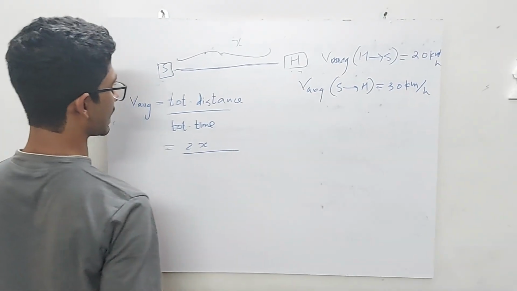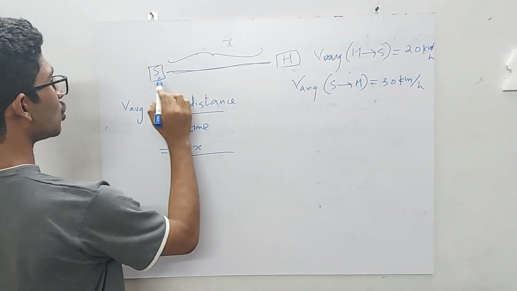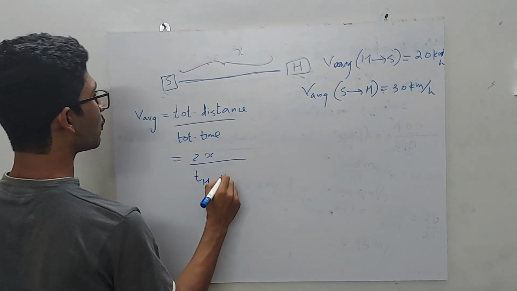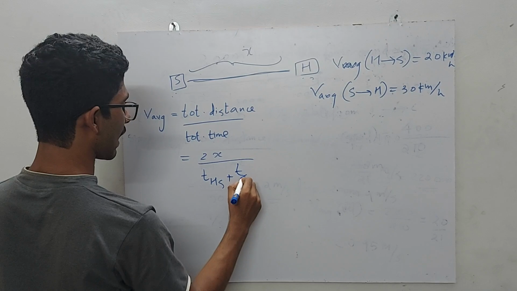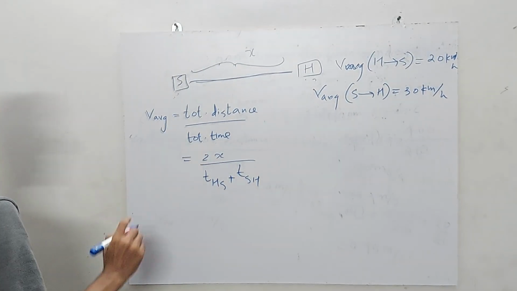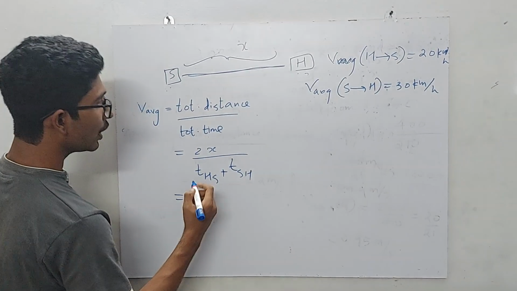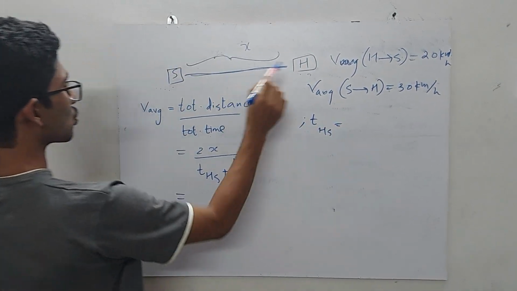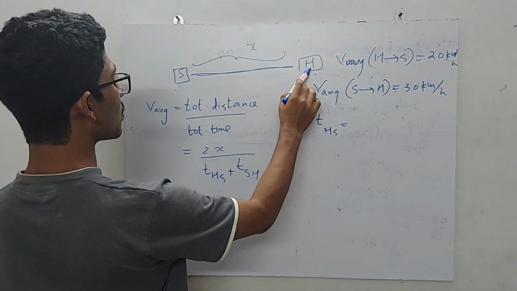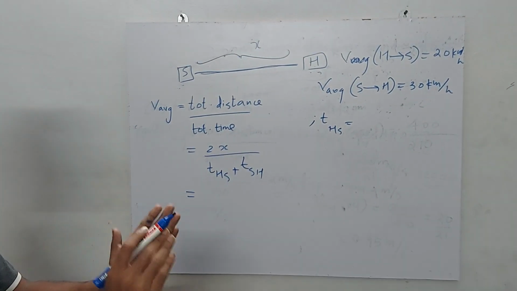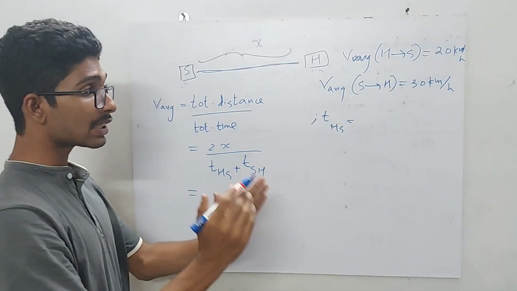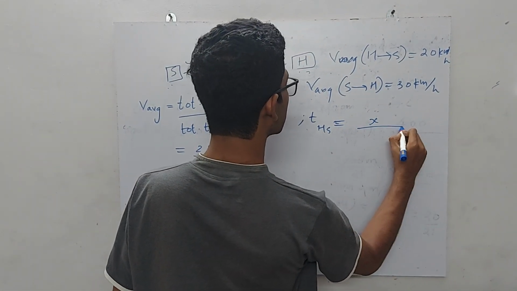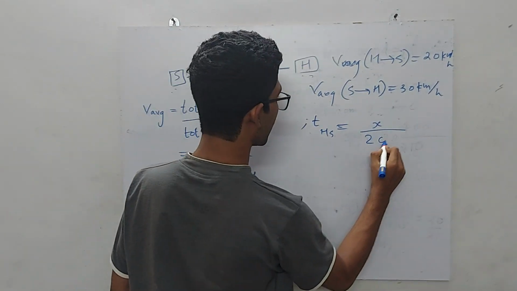And the total time that he takes, let the time for home to school motion be t_hs and the time for school to home motion be t_sh. Okay, so now we will resubstitute this. We know t_hs, that is from home to school. What is the time for going from home to school? We know speed is distance by time, so time will be distance by speed. The distance traveled is x, isn't it? And what is the speed? Speed was 20 km per hour.